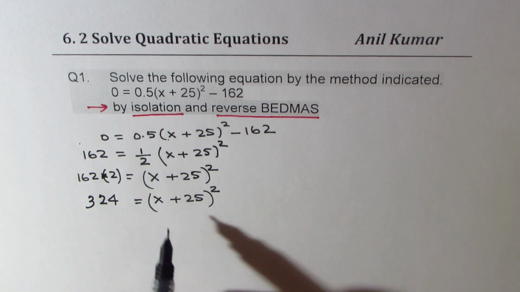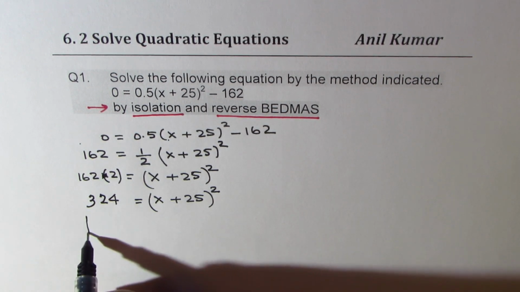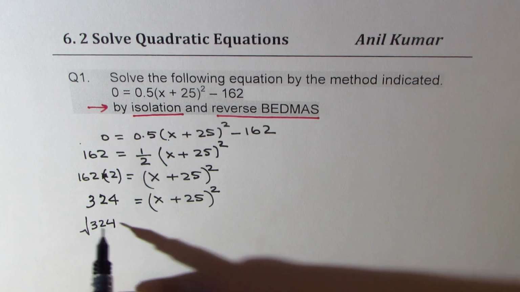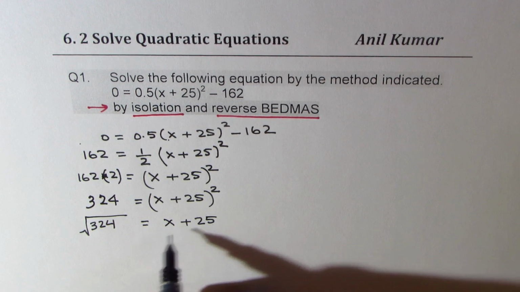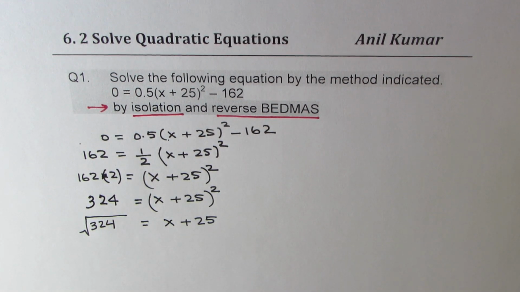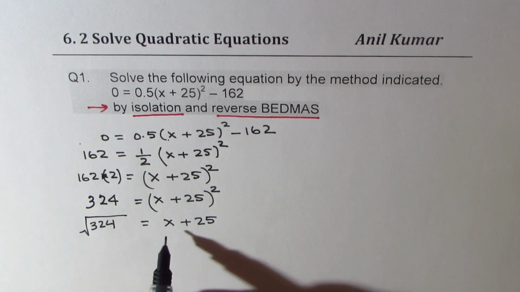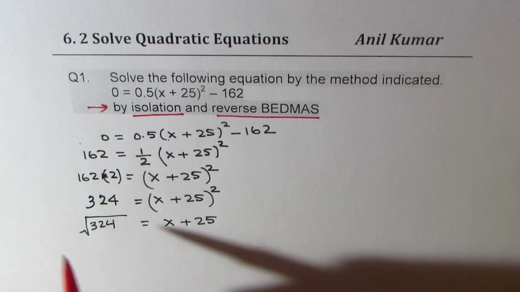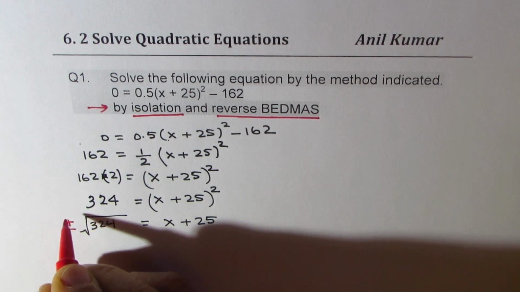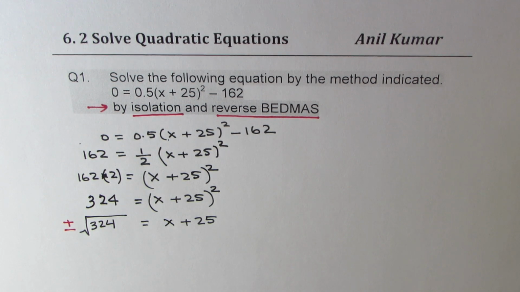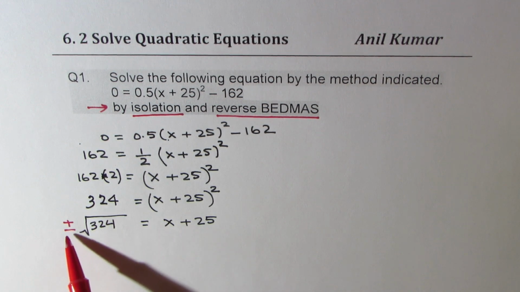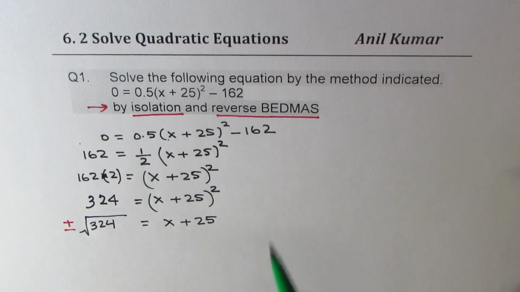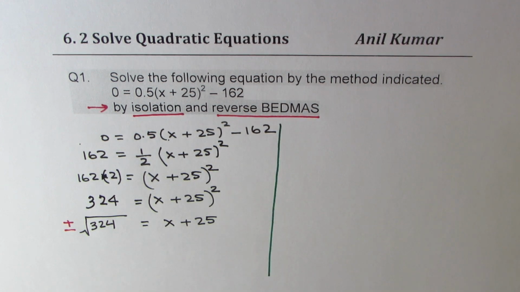Now we need to square root to isolate x. So we get square root of 324, which is equal to x plus 25. Now at this stage, it is very, very critical and important to understand that whenever you square root, you should do plus and minus both. Because the negative square will also become positive. So this is critical. Many times students miss on this. That's why I've written it in red.